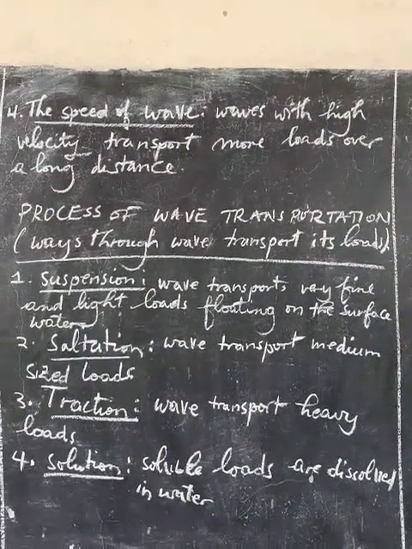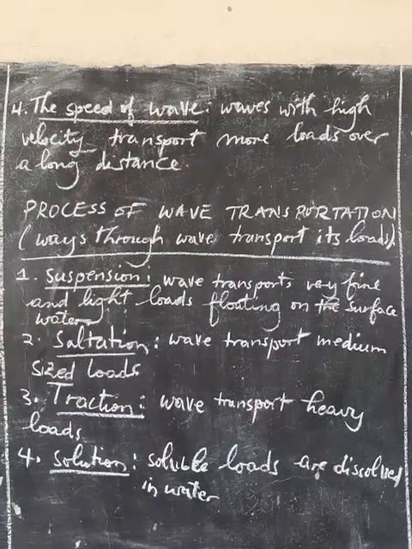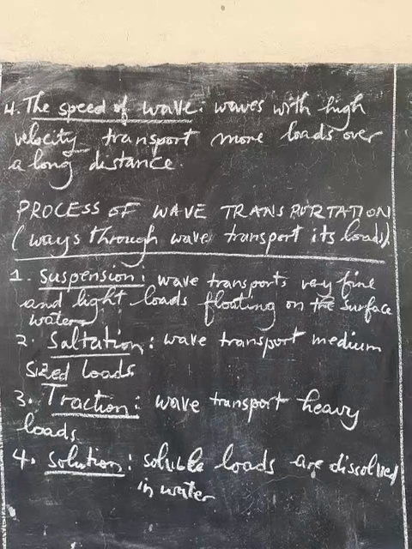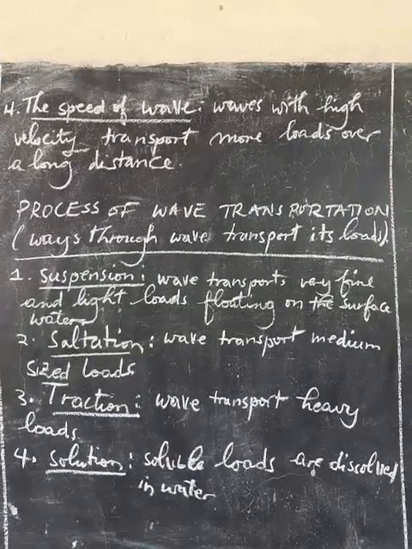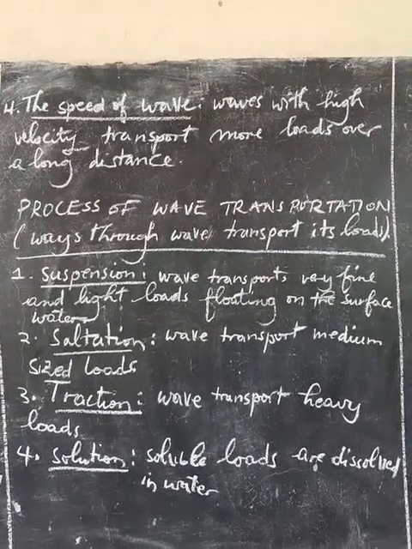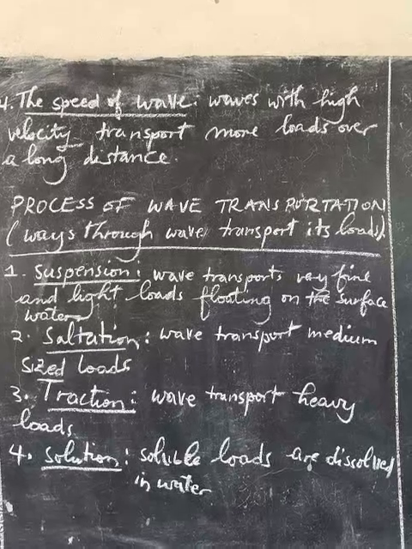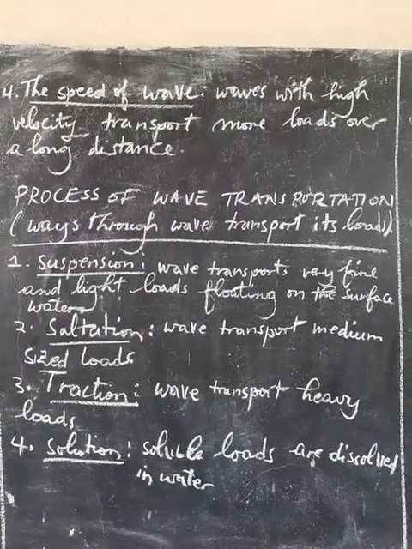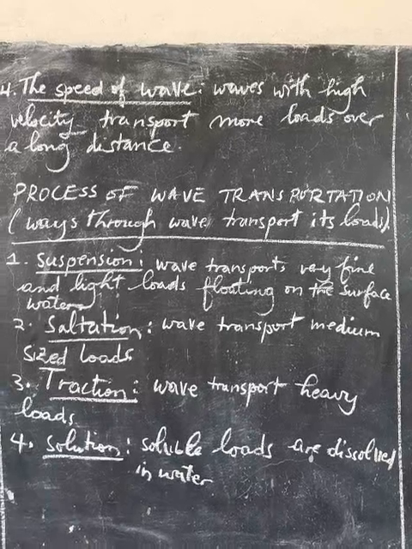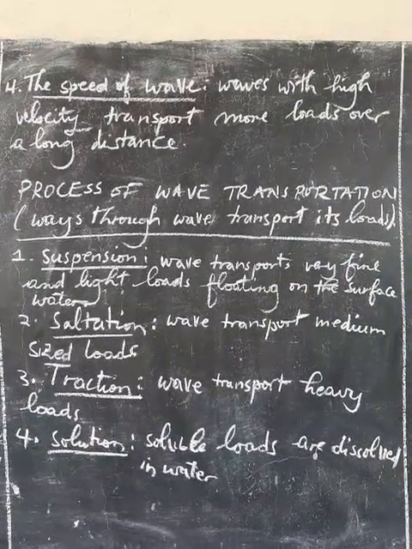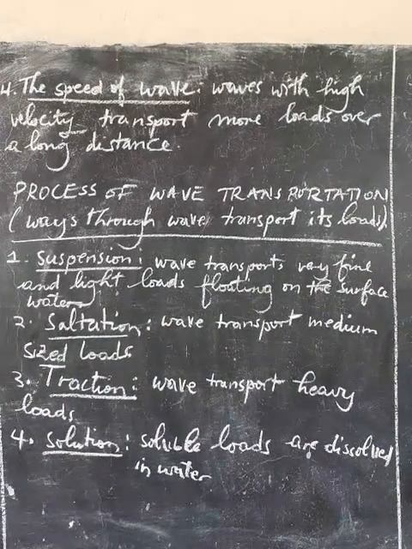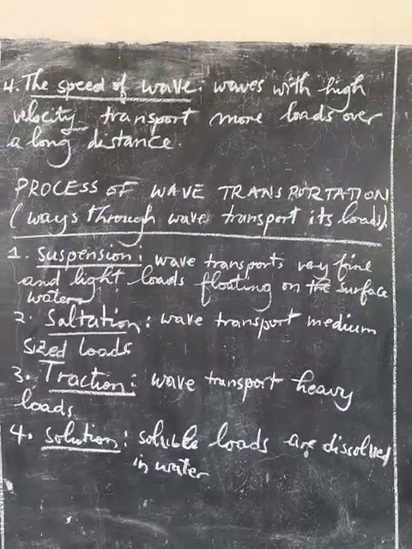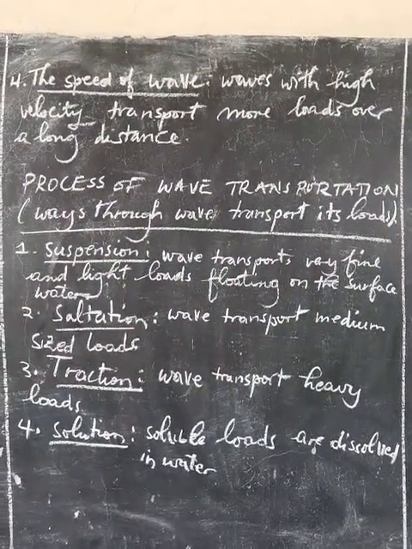Then we go to the processes of wave transportation. We are going to see the ways through which a wave transports its loads. Number one, suspension. A wave transports very fine and light loads floating on the surface of the water. So suspension is a process by which a wave transports very fine and light particles, and those materials float on the surface of the water.